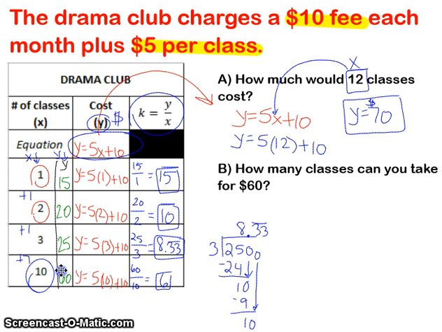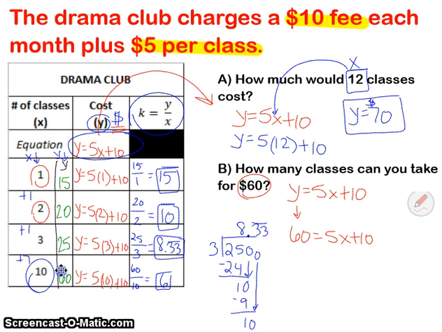Then I have letter B. It says, how many classes can you take for $60? So this one's a little bit backwards, right? So I still need the same equation. Y is equal to 5x plus 10. I'm going to be using the same equation for all of the problems that correspond with this table. So I'm going to plug in this $60. But remember, we went to our table and we know that cost is our y value, or that money is your y value. So it needs to go to your y. So I have 60 is equal to 5x plus 10.